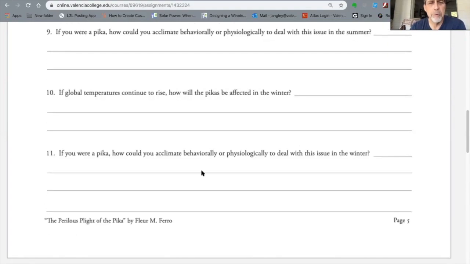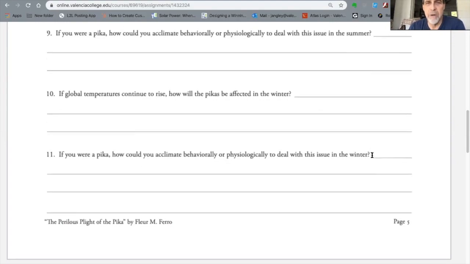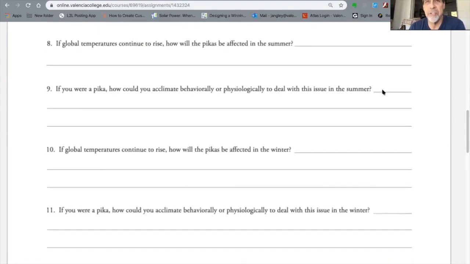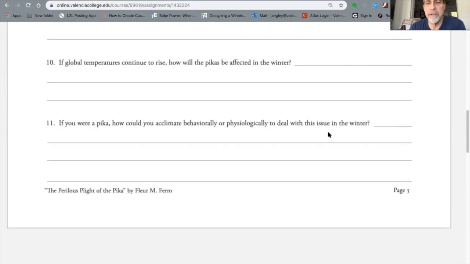So if you were a pika, how would you acclimate behaviorally or physiologically to deal with that issue in the winter, right? So how would you deal with it in the summer if it's hotter? And how would you deal with it in the winter if the winter is warmer? Or if the winter is different in some way because of climate change? What could you do behaviorally? What would you do? Dig a bigger hole, deeper hole, find a place with water. What are you gonna do?